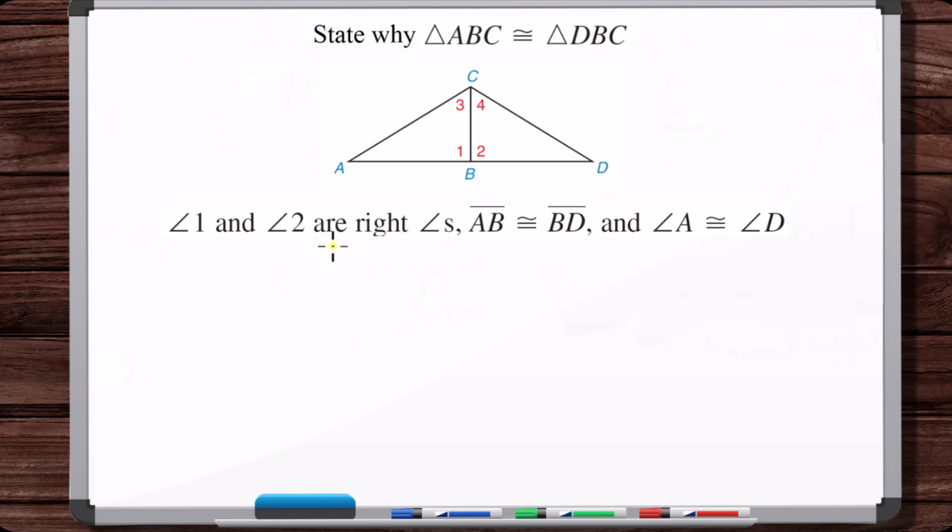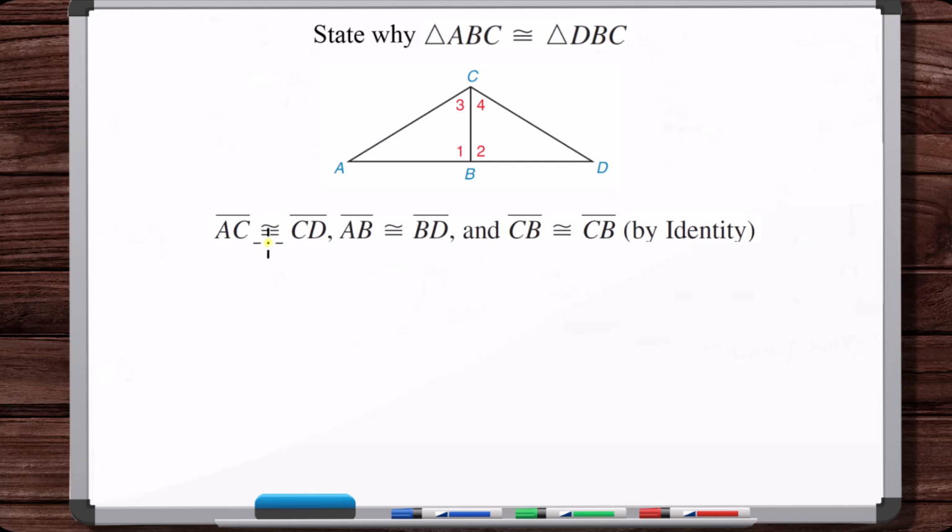All right, angle 1 and angle 2 are right angles, so that means they're congruent, obviously. Okay, AB is congruent to BD, and angle A is congruent to angle D. So we've got an angle side angle here. But we also could do side angle side, or another angle side angle.